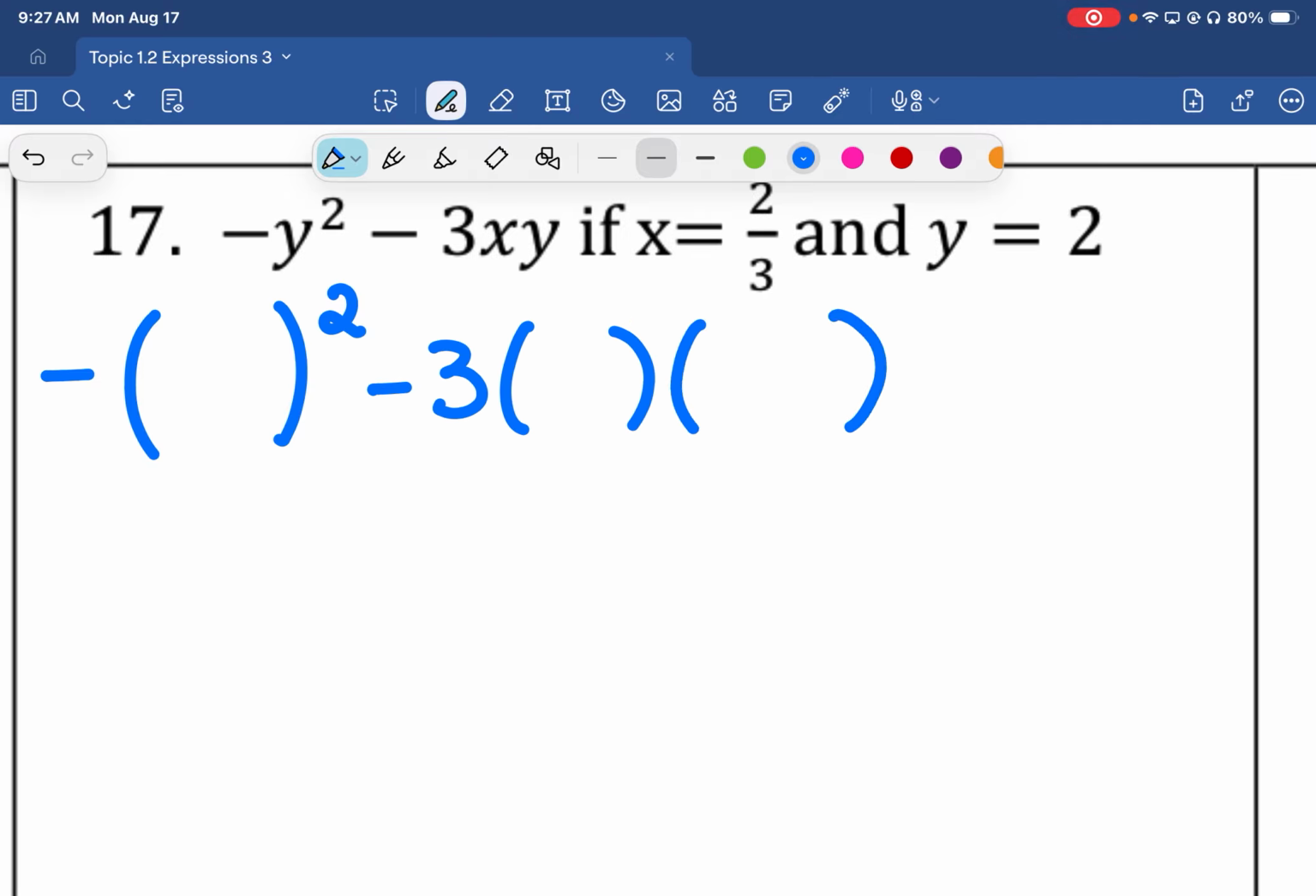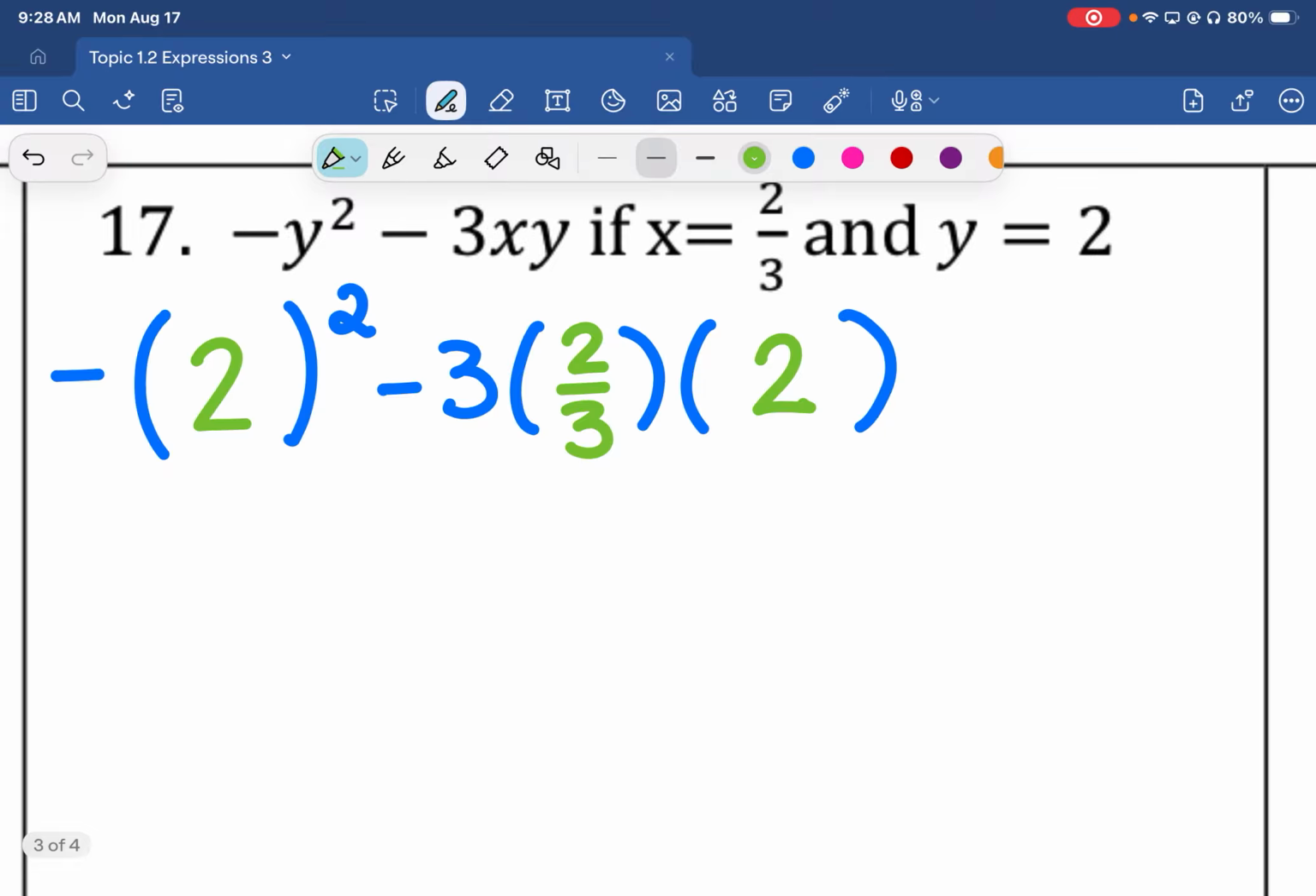Now, what do I need to plug in for my y? 2. So we have negative 2 squared minus 3 times, what is our x? 2/3. Times our y, which is? 2. All right. So when I look at this, what do I start with doing?